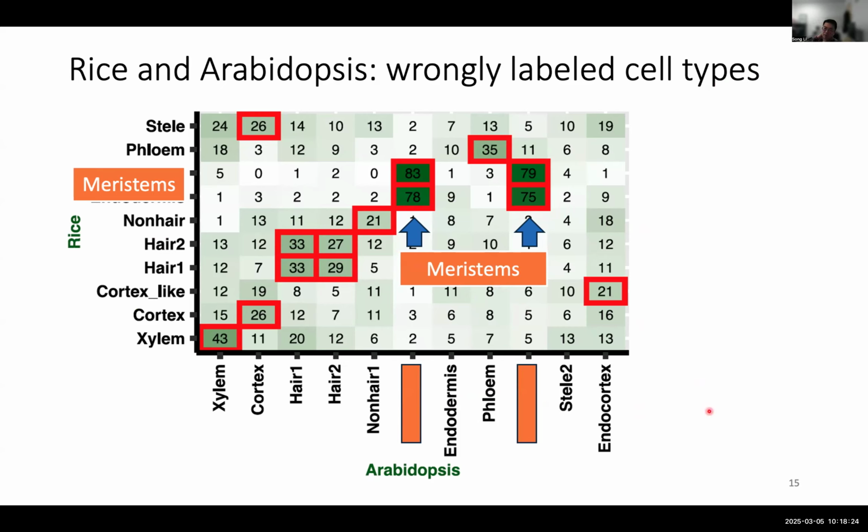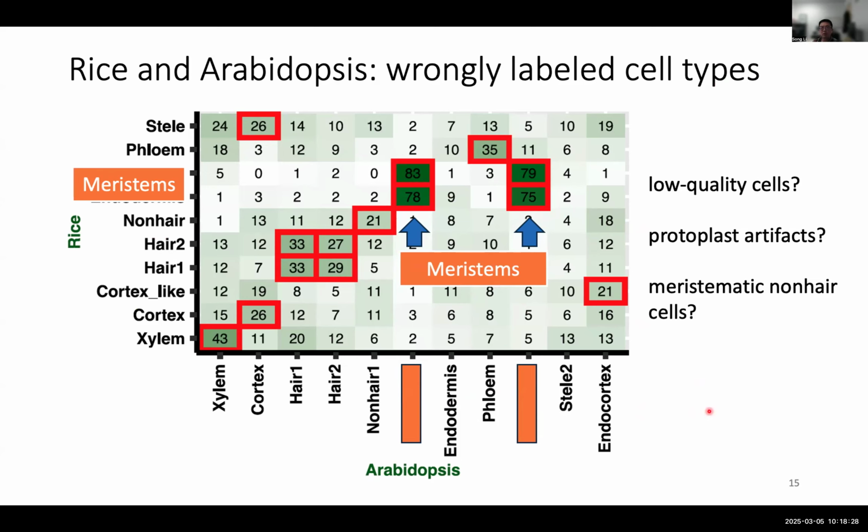I talk with other people, and actually different people have different hypotheses. For example, some people think these are low quality cells, and some people think these are a protoplast artifact. I don't have a slide to show this, but if you look at where these clusters are in the UMAP, they're actually in the center. It's like a big cluster 0 or 1, which typically are an indicator of some sort of meristematic or undifferentiated cell clusters.